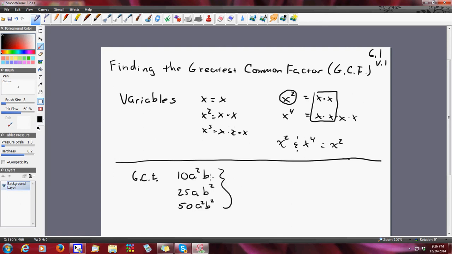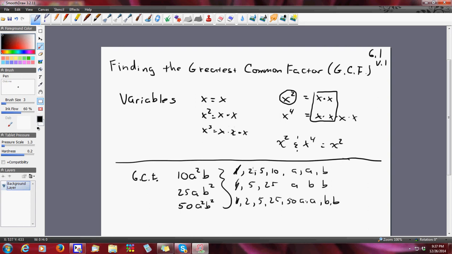Well, my factors would be 1, 2, 5, 10, a, a, b. Here it's 1, 5, 25, a, b, and b. Here it's 1, 2, 5, 25, 50, a, a, b, b. And the reason why I'm writing the a's and b's more than once is I'm going to illustrate that in a second. But you can see we don't care about 1, really.